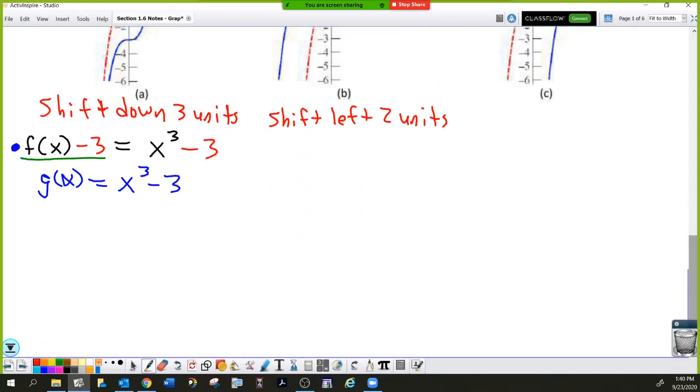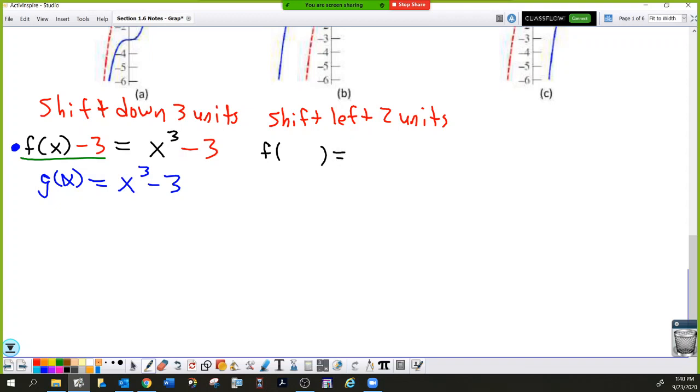I am going to write a function notation rule for shift left 2 units. When you're shifting left or right, your x-axis is left and right, so this must be an x change. The x is on the inside of the parentheses, so this x change must happen on the inside.